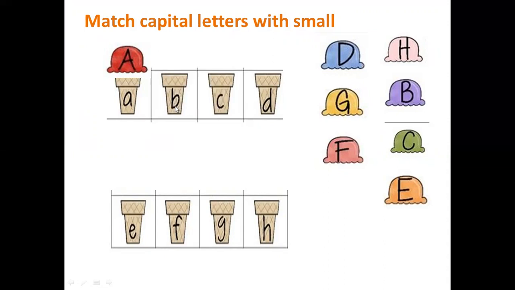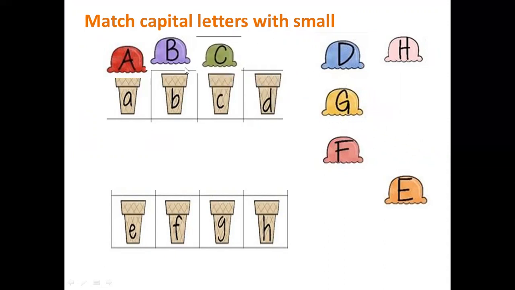Now this is letter B, small letter B, and find its capital letter. Well done. Now you have 2 cups of ice cream. Now this is a letter C. Find its capital letter C. This one is letter C. Now look here, C and C. Small letter A and capital letter A. Small letter B and capital letter B. Small letter C and capital letter C.